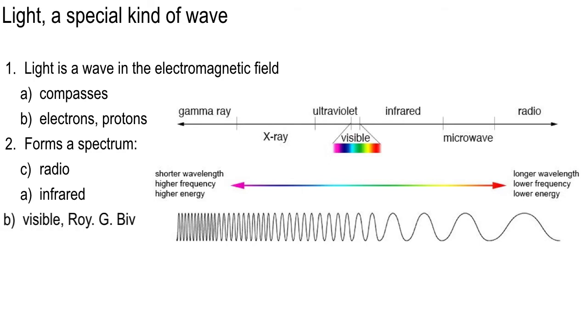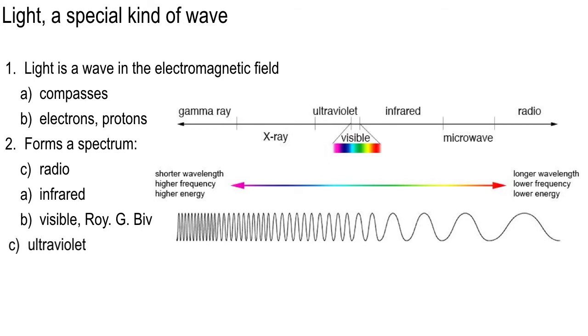The visible band, Roy G. Biv. Roy G. Biv, the name of the famous scientist who donated his name to science, because his name is the exact order of colors in the visible spectrum. Red, orange, yellow, green, blue, indigo, and violet. Roy G. Biv.